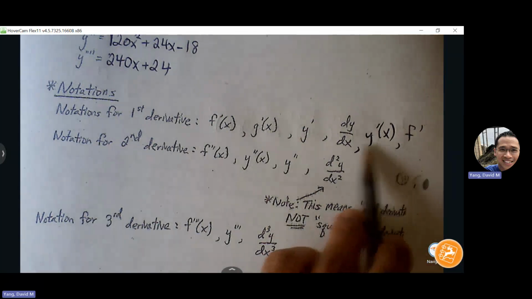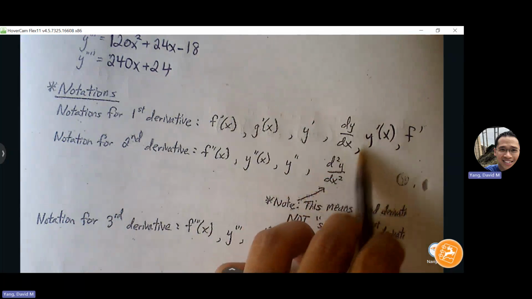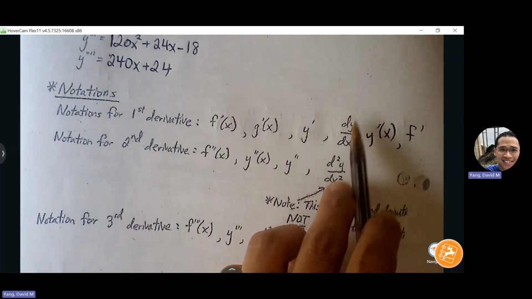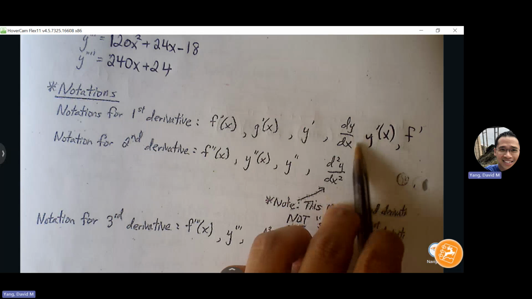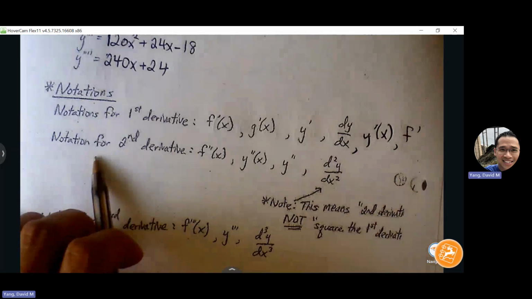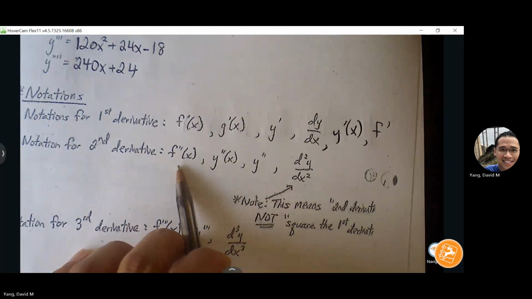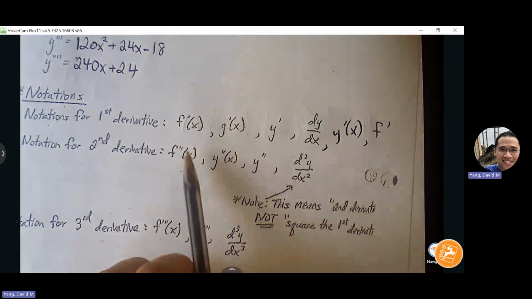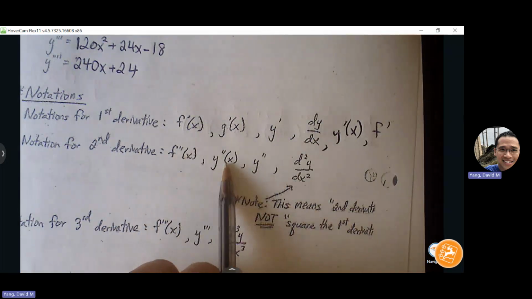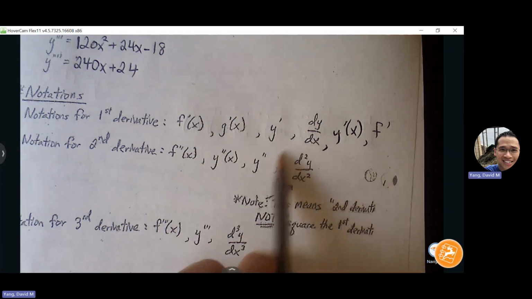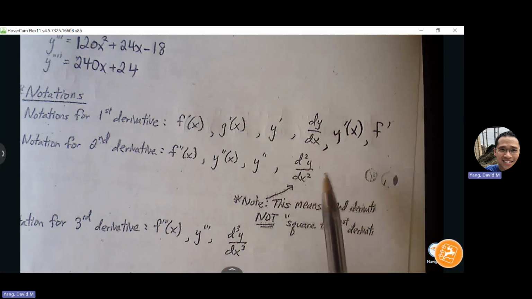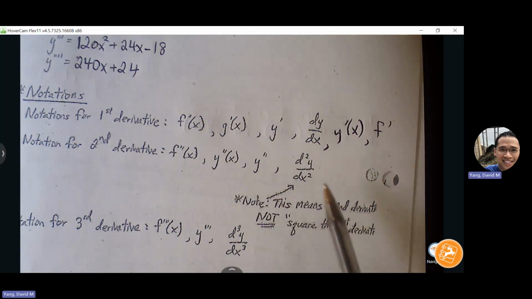Basically, anything that is prime is going to be derivative. There's also this dy dx, which means find the derivative of my dependent variable y with respect to x, and that means the same thing. Notation for second derivative, you can imagine just add another prime there: f double prime, y double prime of x, y double prime. And also this notation here, d2y over dx2, this means the second derivative.